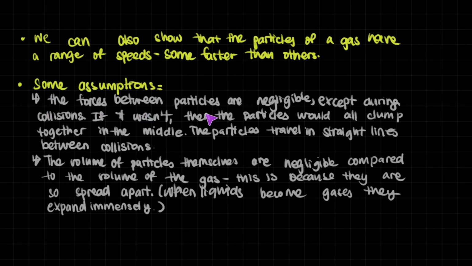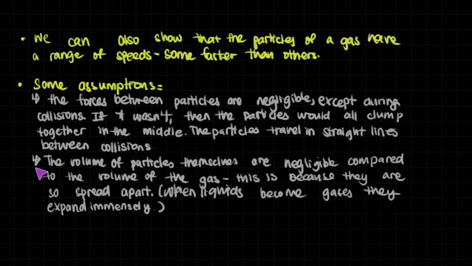If the forces between particles are negligible, except during collisions, then these equations would hold. So basically, we're going to say that the forces between particles in a gas are negligible. We're going to pretend as if they are zero. I mean, obviously, during collisions, when they become very close to each other, there's going to be a little bit of force action. Now, if there wasn't, the particles would clump up together in the middle of the gas. The particles travel in straight lines between collisions, showing that there is no significant force acting on them.